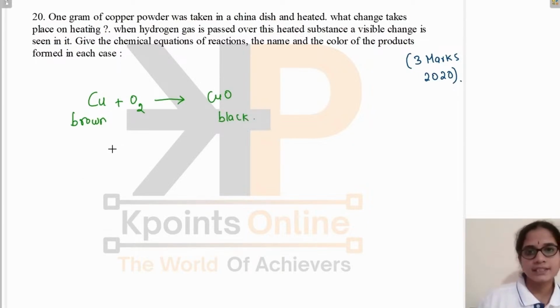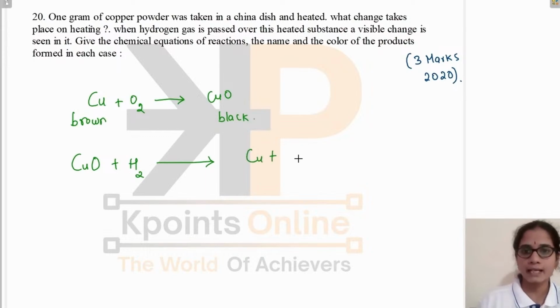Again, what happens if you heat this substance by passing hydrogen over it? When copper oxide is heated by passing hydrogen over it, the reverse reaction takes place to form copper back, and water is formed here.